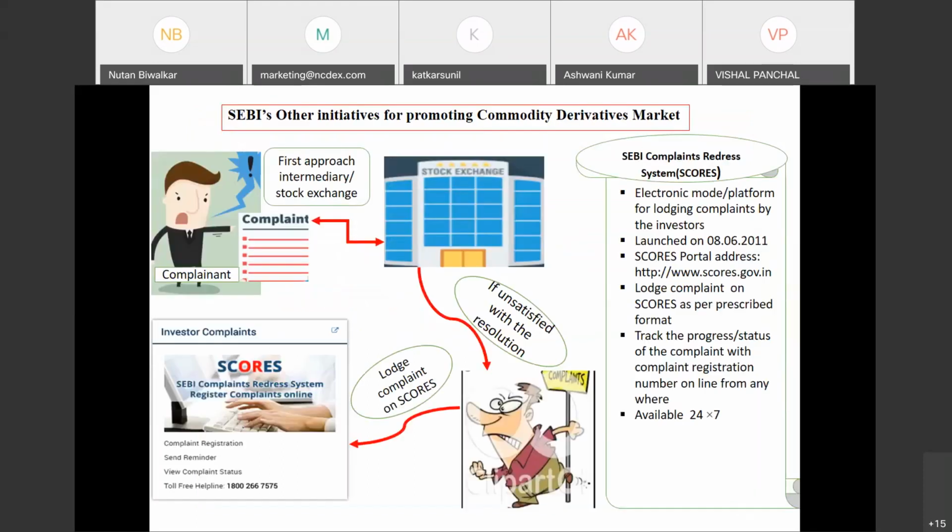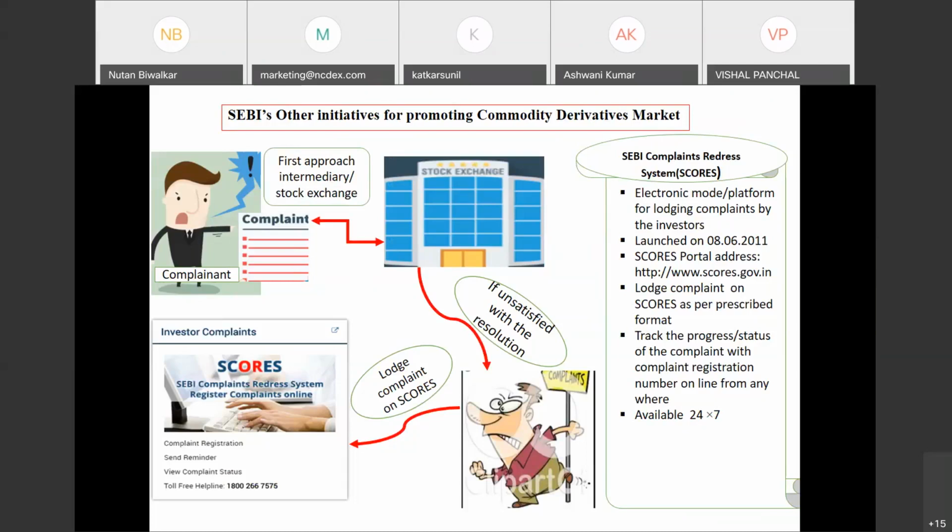Now we come to protecting the interest of investors. We have the SEBI SCORES facility, through which you can address your complaints to SEBI. For that, the complainant has to first go to the intermediary. This itself is something anybody can understand. There is nothing more to tell about this. A very true picture is given here.